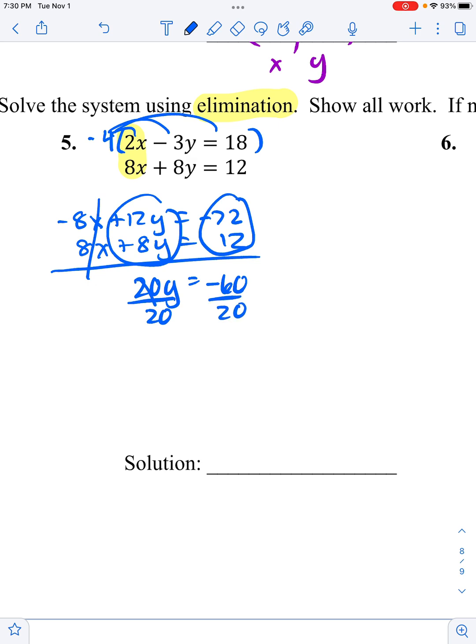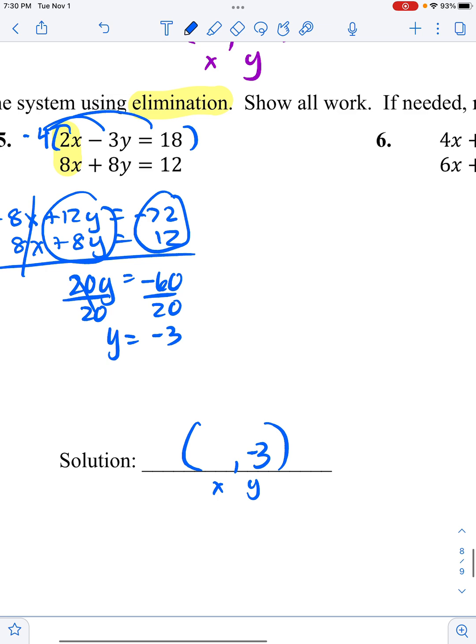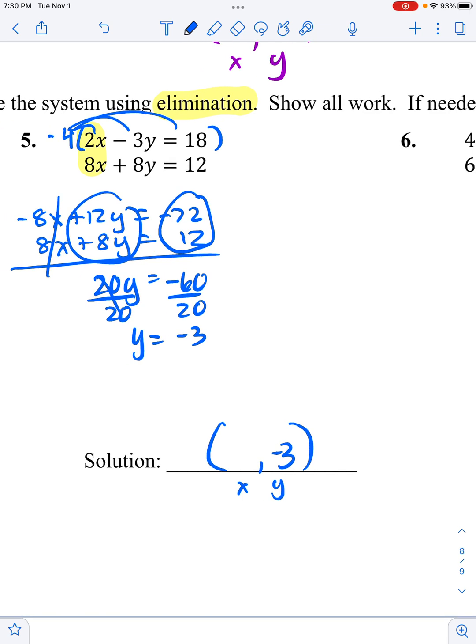And when you divide that 20 out, you'll have your y value for your solution. Now keep in mind, it's the y value, so it goes in the second spot. You can use either of these equations to find the x. So let's say I did the bottom.